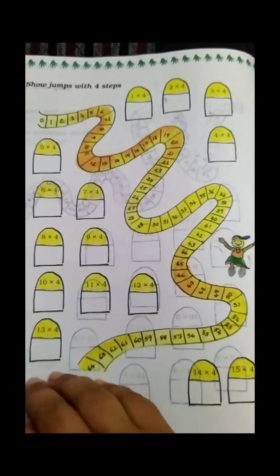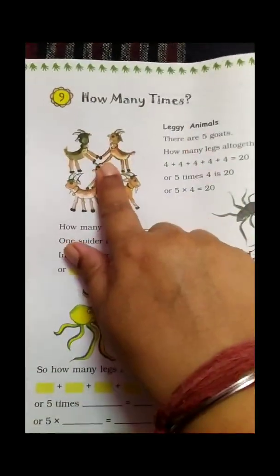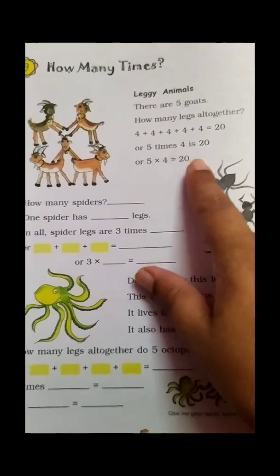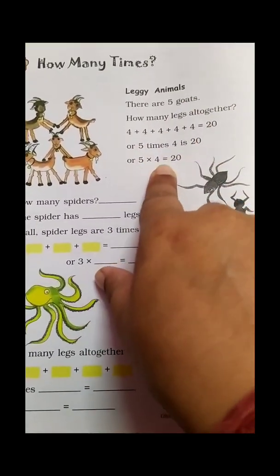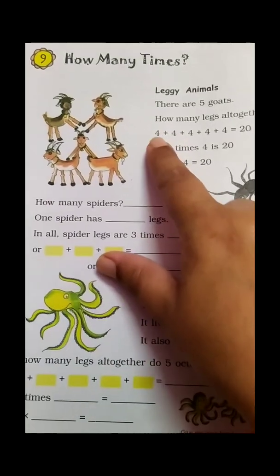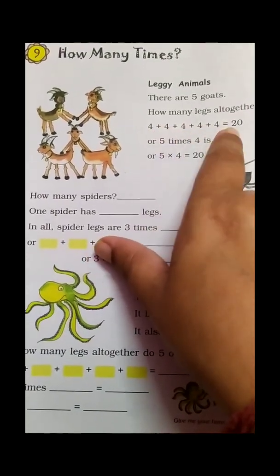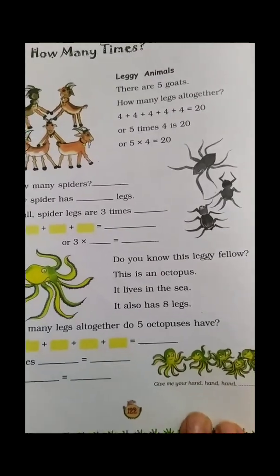We have come to the end of the chapter How Many Times. Let us revise all the topics we have covered under this. We learned how multiplication is continuous addition, like 5 fours, or if we add 4 five times, the answer is the same.